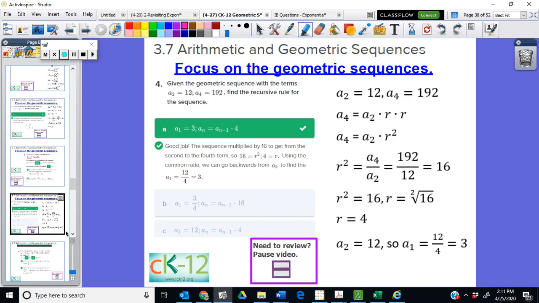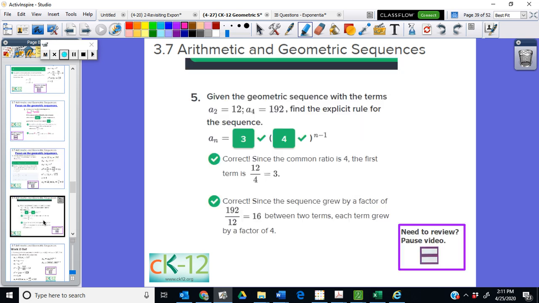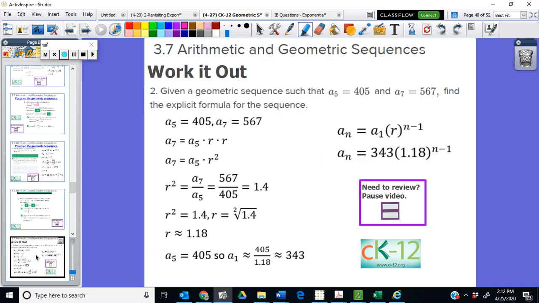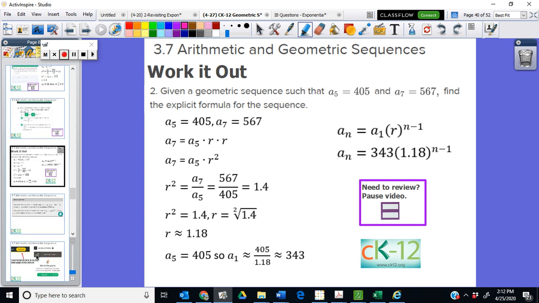There's a couple other examples. Feel free to look at those on your own. They're getting you to the same idea. One more. And then here's a work it out example where you have the fifth and the seventh term. And so you're going to have 2 multiplications in between. So you're going to end up having to take the square root to find your ratio.